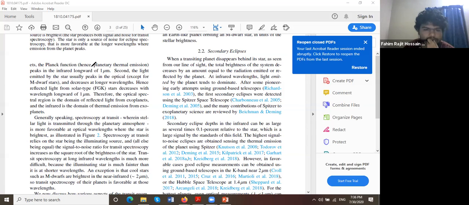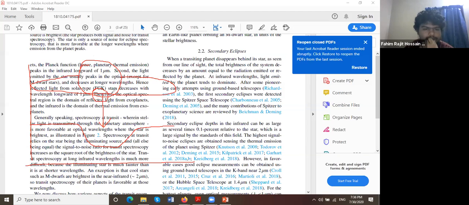So suppose this is our star, this is the orbit of the planet, and this is the planet. If we see the transit curve for this particular position, it may look like this. And again, this is our transit, okay?